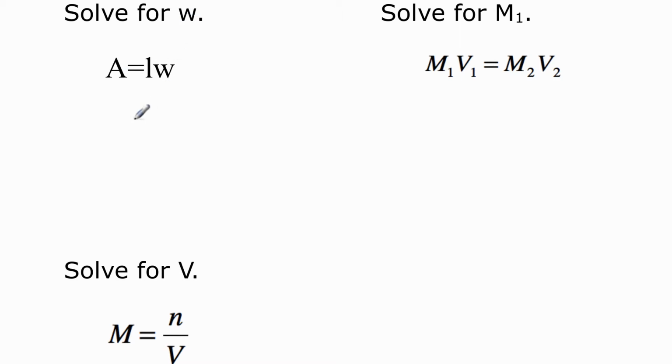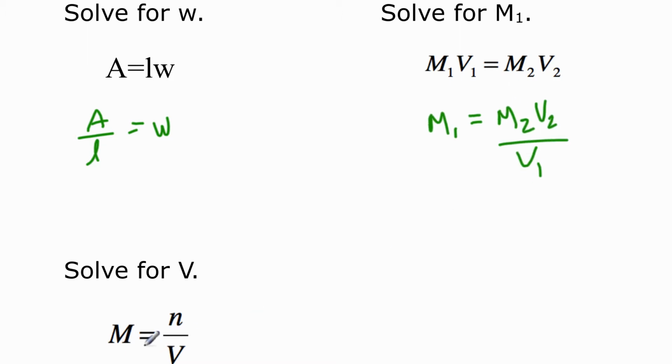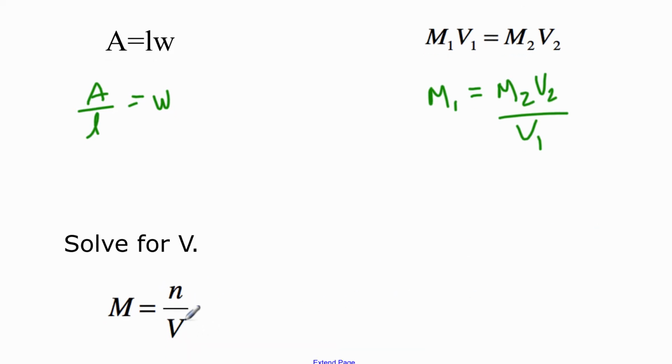This one, if I want to solve for w, it'll be w is equal to a divided by L. This one, if I have to solve for m1, I'll divide both sides by that v1, so it'll be m1 is equal to m2 v2 divided by v1. And lastly, if I wanted to solve for v, that one looks a little bit mean because v's on the bottom. V can't be on the bottom, so I need to get it on the top. So maybe I'll do this one.